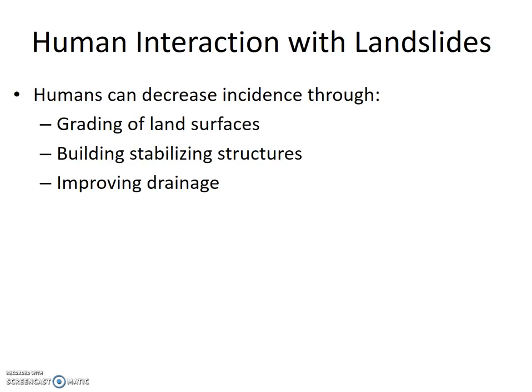But we're not all bad. Humans can decrease mass movement through properly grading of land surfaces, building stabilizing structures, and improving drainage. We'll talk more about this in a bit.